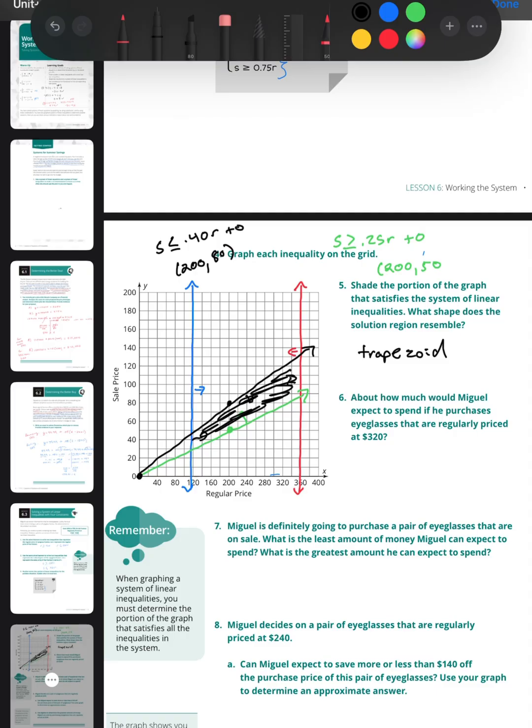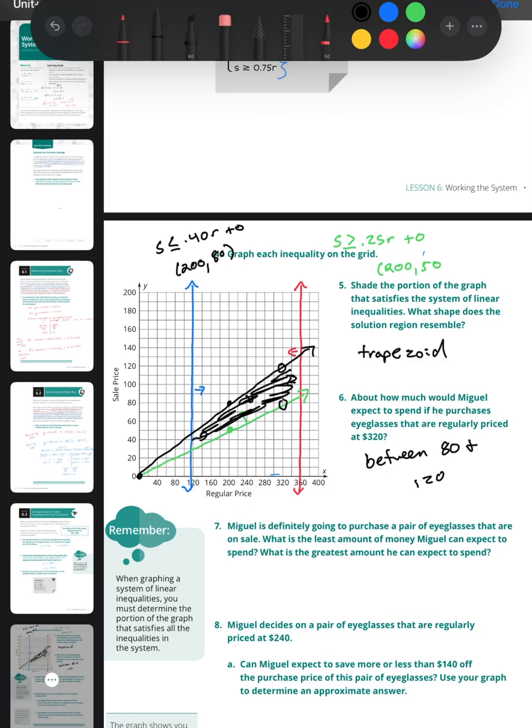And how much would Miguel expect to spend if he purchases eyeglasses that are regularly $320? Okay, well, if it's regularly $320, somewhere between here and there, anywhere in that range, looks like it would work. So I'd say that's between 80 and 120 approximately. That looks like the range he'd fall into.